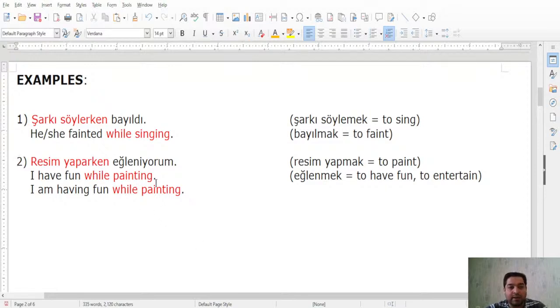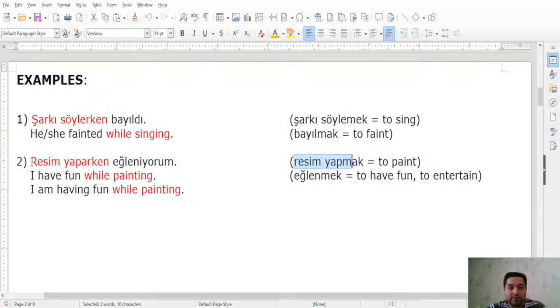So resim yaparken eğleniyorum. Resim yapmak is a compound verb. Okay, it's composed of two words. So resim means picture, yapmak means to do. So doing picture, okay, that's basically what it means. Resim yapmak is to paint.